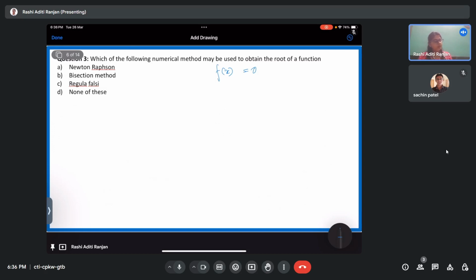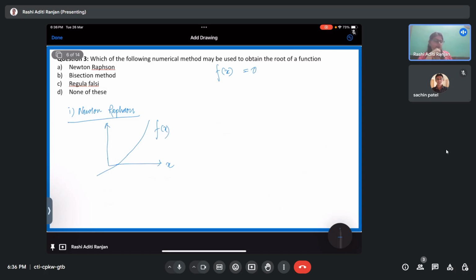I'll talk about some methods. First one is Newton-Raphson. Okay, so what does Newton-Raphson say? It says that, let me plot the graph. Let us suppose this is my f of x.